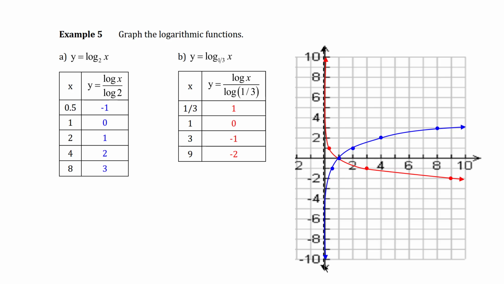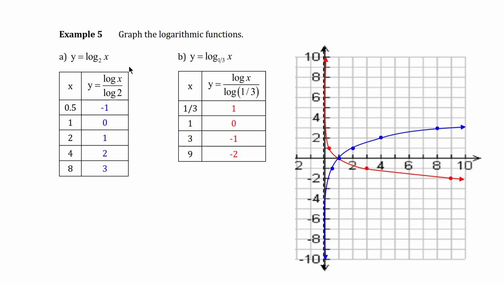The domain for both graphs are all x values greater than 0. The range for both graphs are all real numbers. Both of the graphs pass the horizontal line test, meaning that they are one-to-one functions. The last thing I want to point out is the shape of each graph. For the graph of y equals log base 2 of x, the graph starts off low, and as the x values start increasing, the graph increases towards the right. This happens whenever the value of the base b is greater than 1. You can see that the value of the base here is 2.